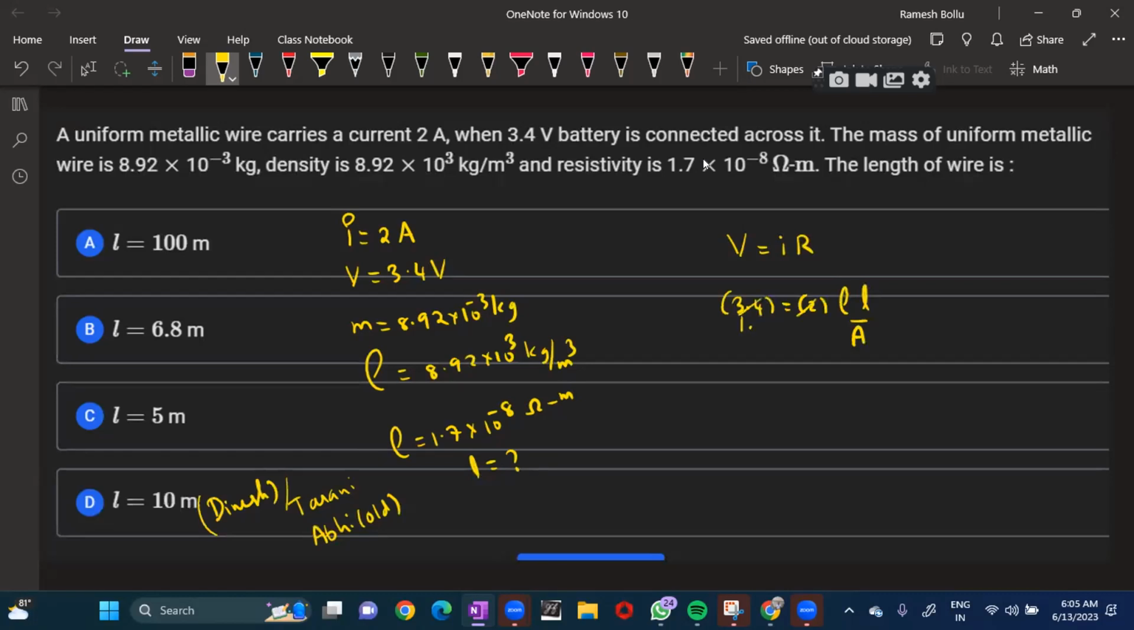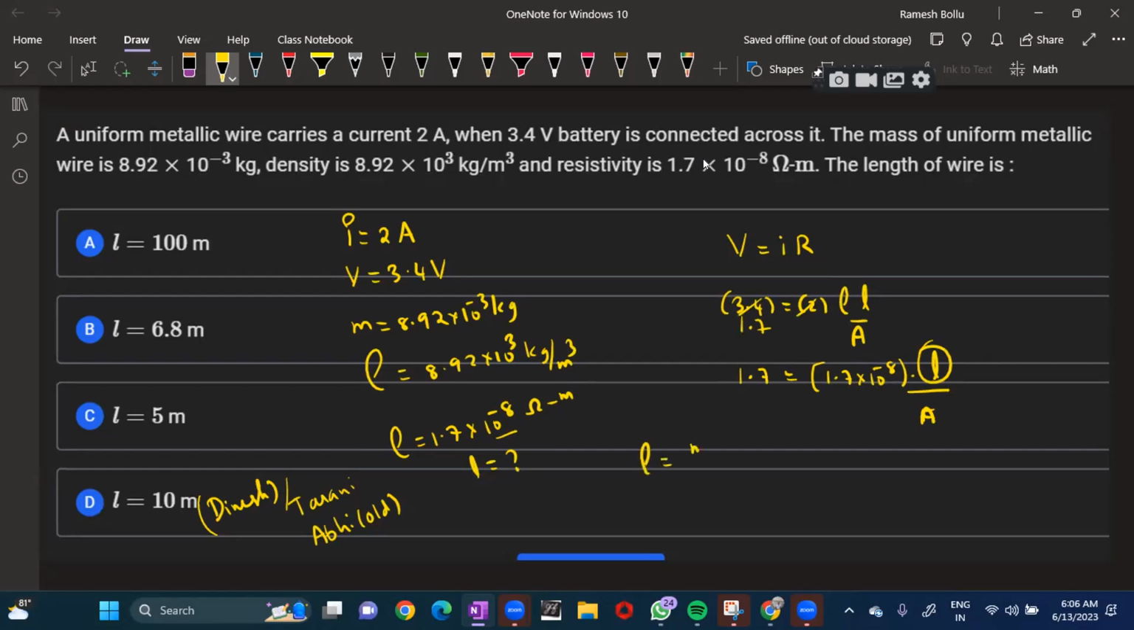So rho is 1.7 times 10 power minus 8. Resistivity is given. Substitute 1.7 into 10 power minus 8 and into length by area. This is only our task. But the area is indirectly given.